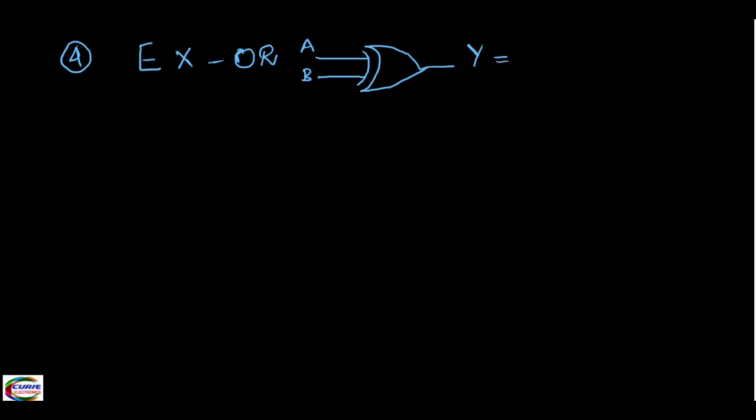What is the output of XOR gate? A XOR B. The same thing is equal to A B bar or A bar B. This is A bar B. Okay. Now let's draw using the NAND gates.